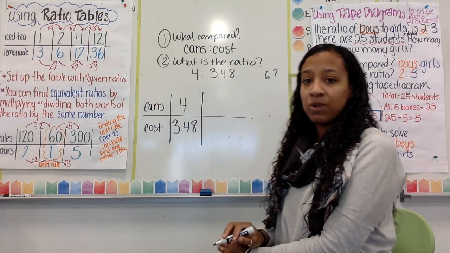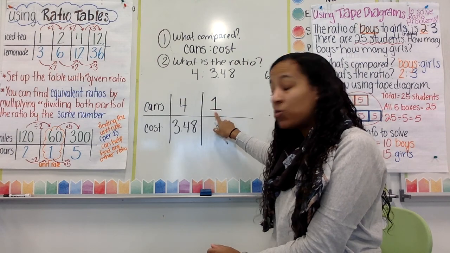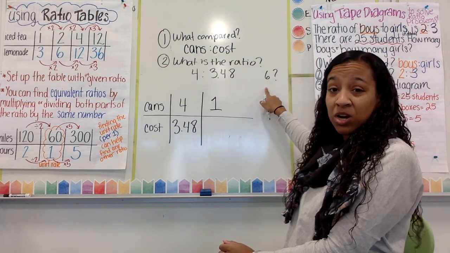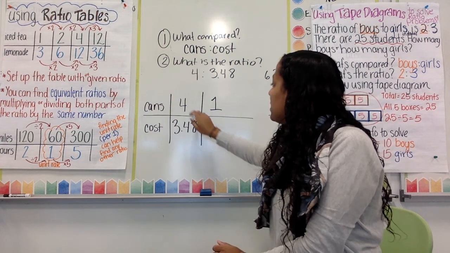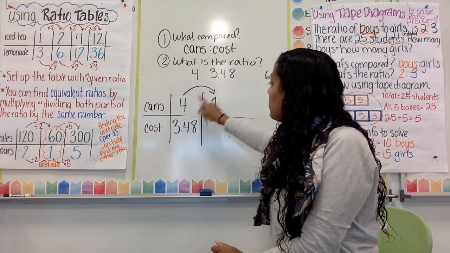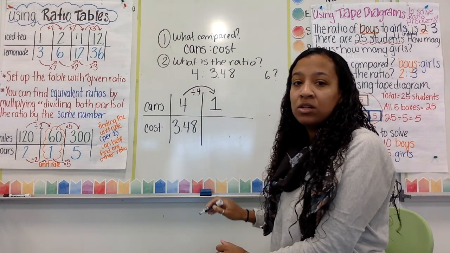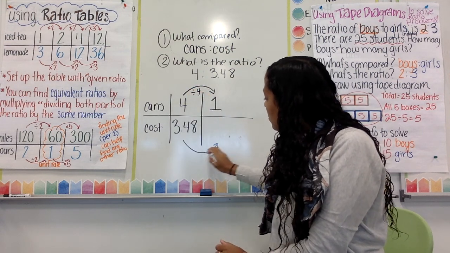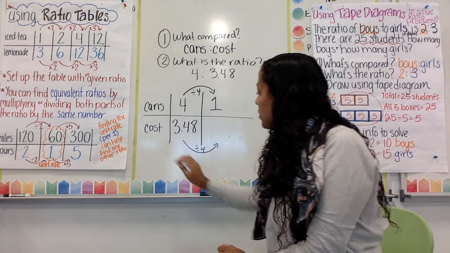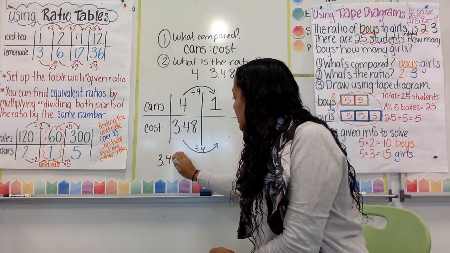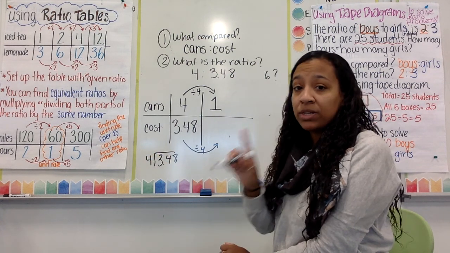I'm going to find the unit rate. I'm going to find how much for 1 can. If I find how much for 1 can, I can find how much money it would cost for 6 cans, 12 cans, 48 cans, however many cans. So to do that, what's happening when I go from 4 to 1? I'm dividing by 4. So I'm going to do the same thing to the other part of the ratio. $3.48 divided by 4 is going to get me the cost for 1 can, the unit rate.